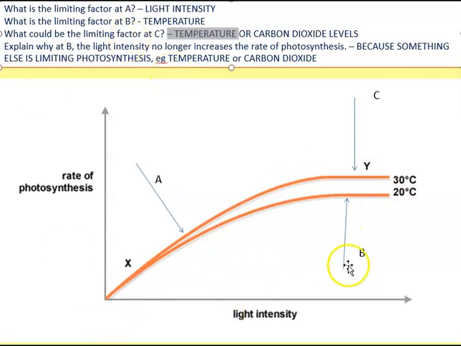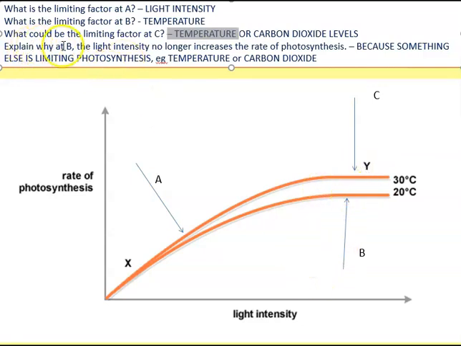At C, lots of light again, a nice warm temperature. So the limiting factor is probably going to be carbon dioxide, but it still could be temperature. So it still could be a little bit cool. It might still need a bit of warmth. Okay, but it's definitely not light.